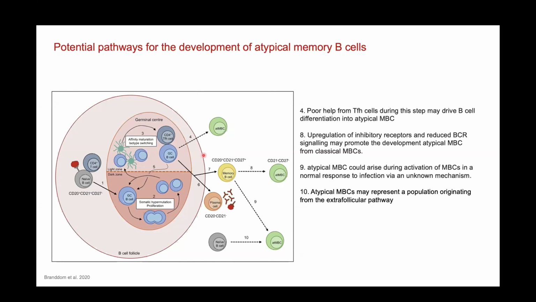There is another potential pathway that mentions that the upregulation of inhibitory receptors and reduced BCR signaling may promote the development of atypical memory B cells from classical memory B cells. Another one is that atypical memory B cells could arise during activation of memory B cells in a normal response to infection via an unknown mechanism. And finally, another potential pathway is that atypical memory B cells may represent a population originated from the extrafollicular pathway.